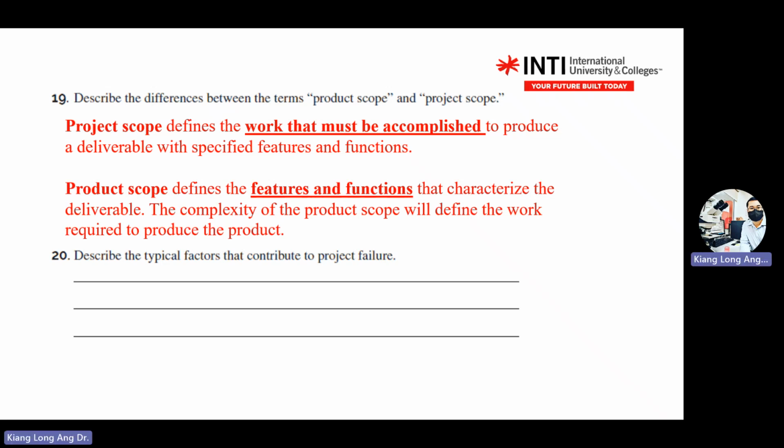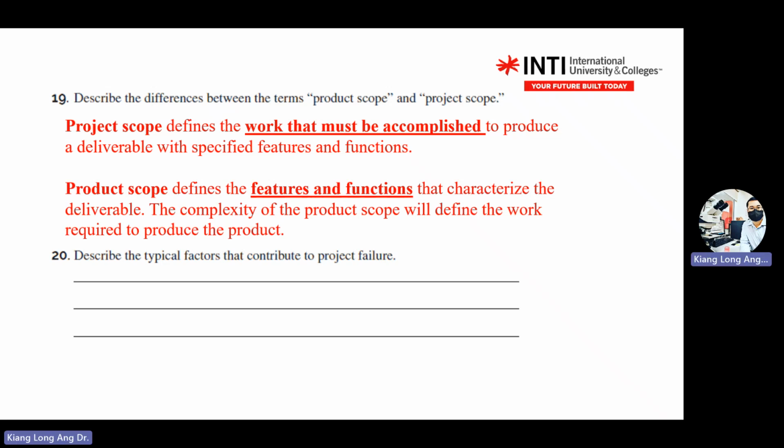Product is the one that you can touch, you can feel, meaning the features and function. Features and function that characterize the deliverable. This is the product, the outcome that the customer wants. Deliverables. Okay. So this highlights the main difference between the two. Project is the work done, the work you need to do. Product scope is the features and function.